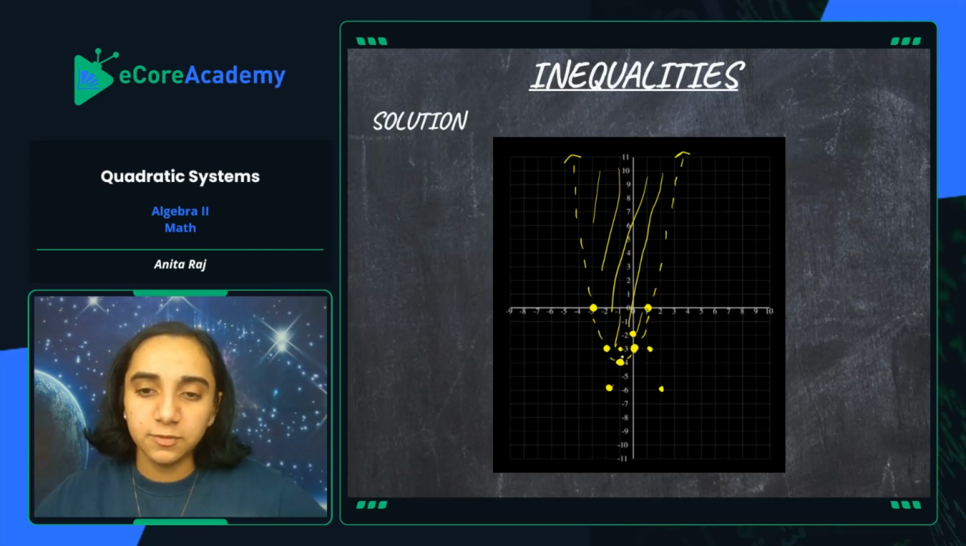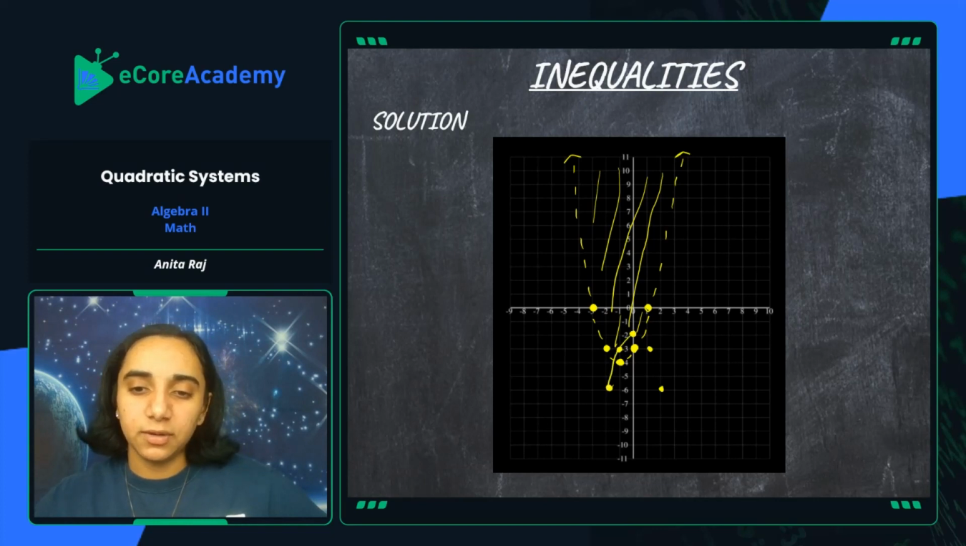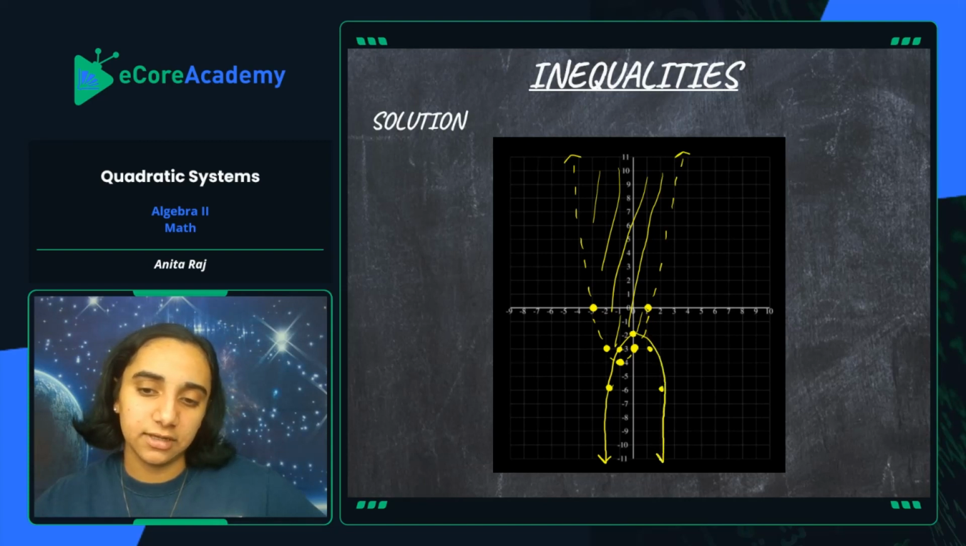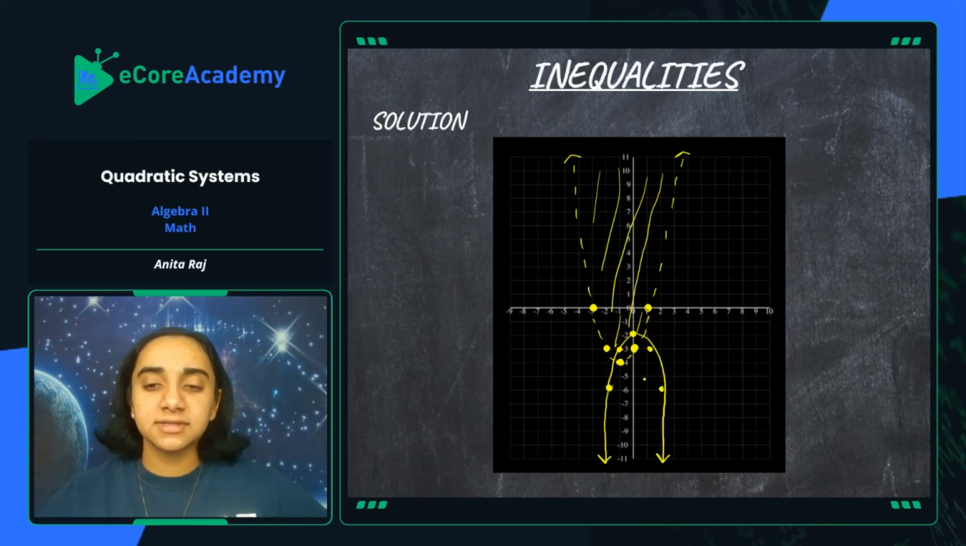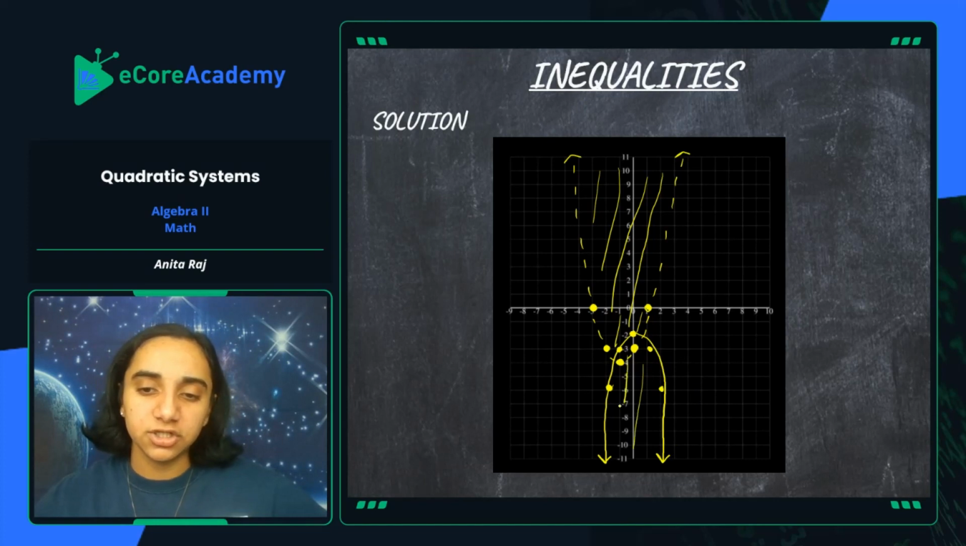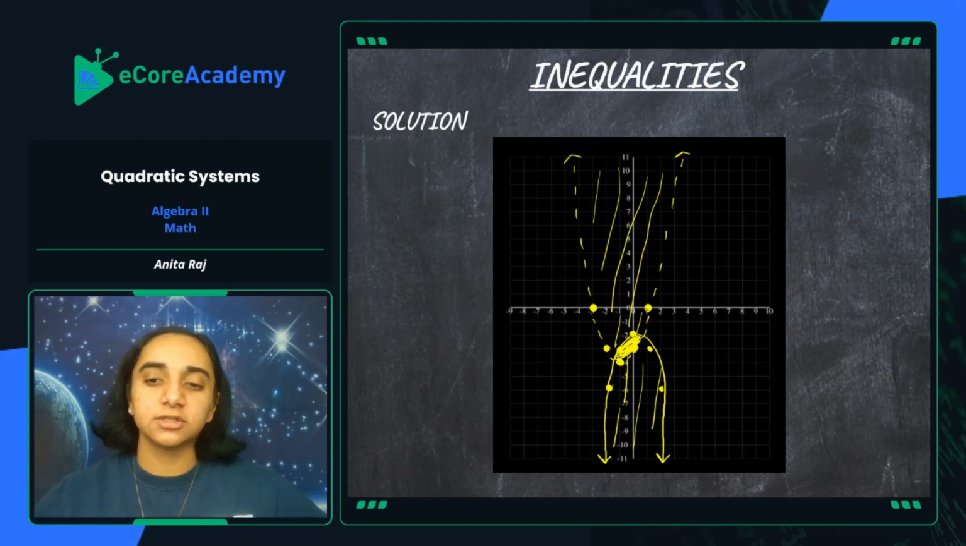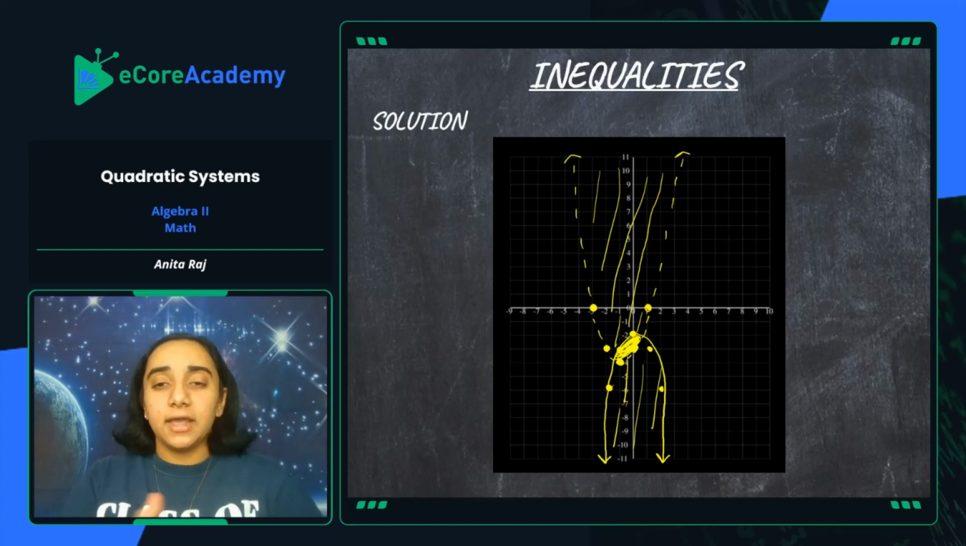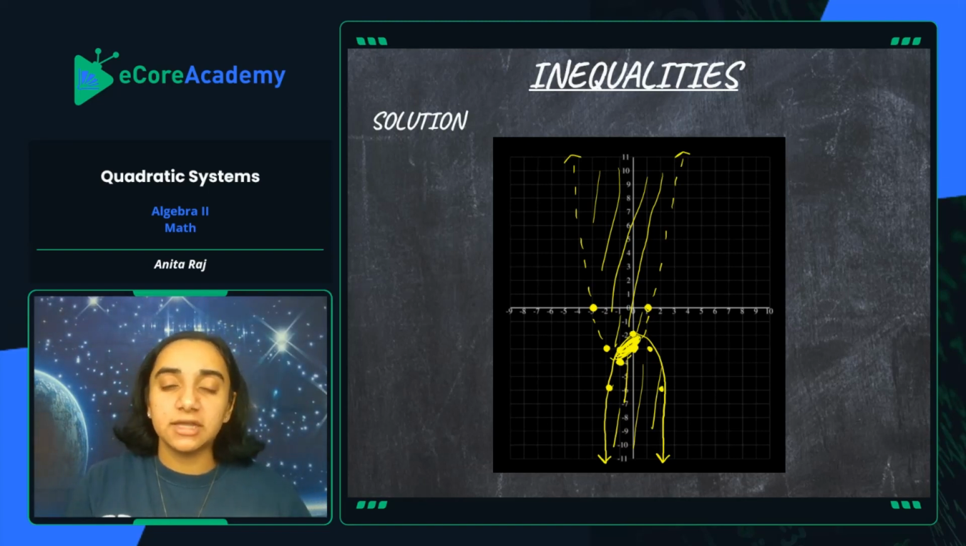And remember, this one was less than or equal to, so we're going to have a solid line. Because remember, the coordinates that fall in the solution set can also fall on this actual line that indicates where the parabola is. And because this is less than, we have to shade below. So we're going to shade underneath it. If you see this region right here, where the two parabolas kind of intersect, that is going to be the region where all our solutions lie. So that's how you would do a quadratic system of inequalities.